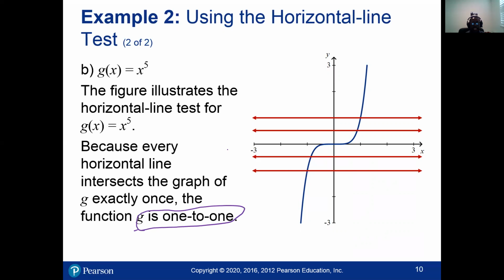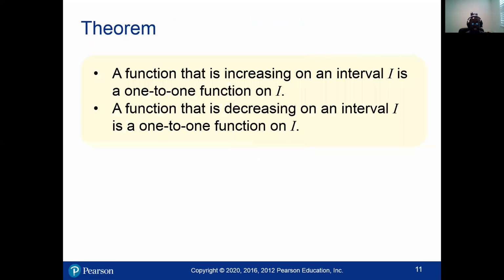Now, a theorem: if you have a function that is just increasing on a certain interval, then that function is one-to-one. Because for a function like y is equal to x squared, whose graph is like this, it doesn't pass the horizontal line test.